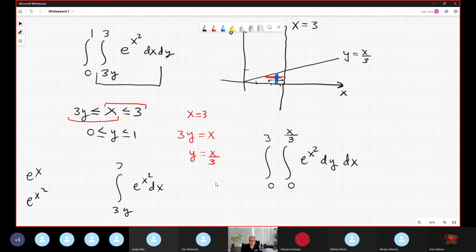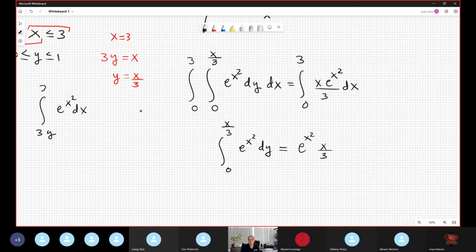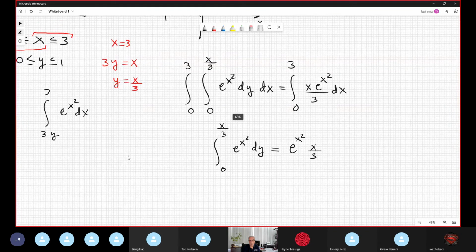They have the same value. However, this new one is easier to compute. Why? Because when I copy that, I consider that this is a constant and I put it outside. The antiderivative of y dy is y, evaluated between this and this is x over 3. Now, finally, I copy the second integral, from 0 to 3 of x e to the x squared over 3 dx. And this is super easy by substitution.